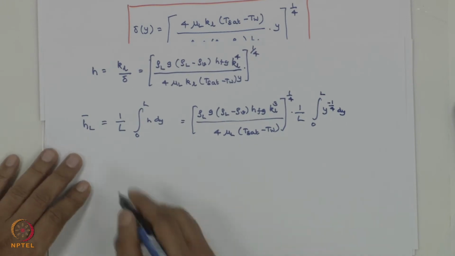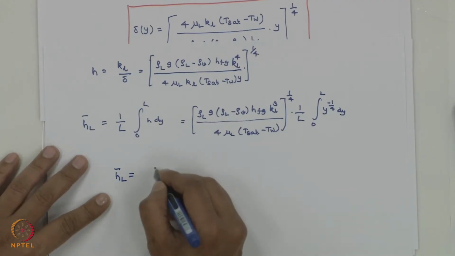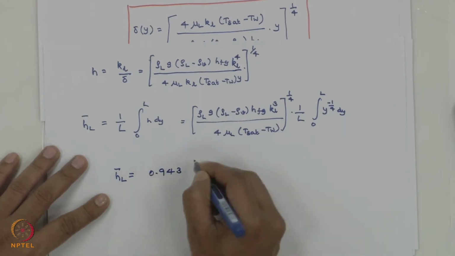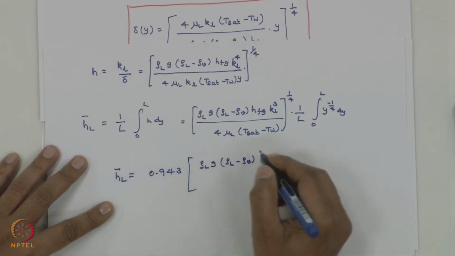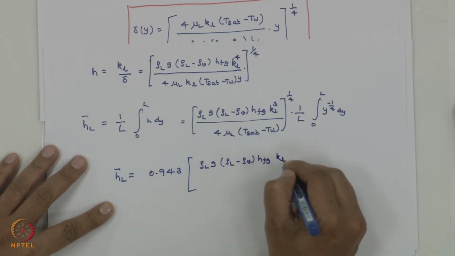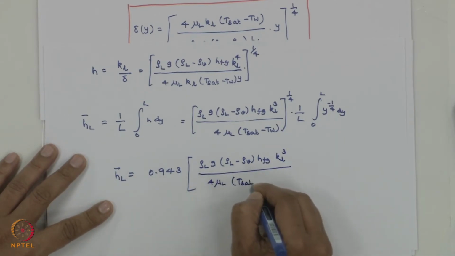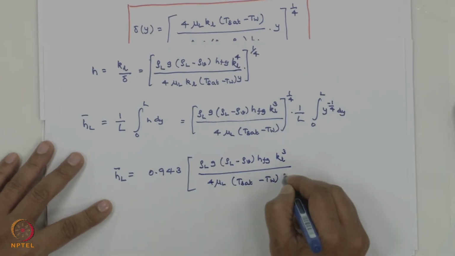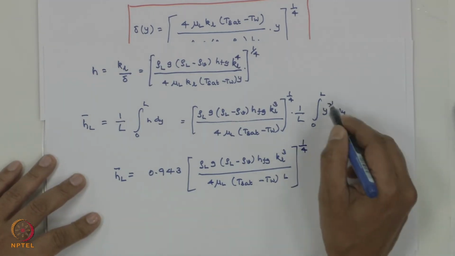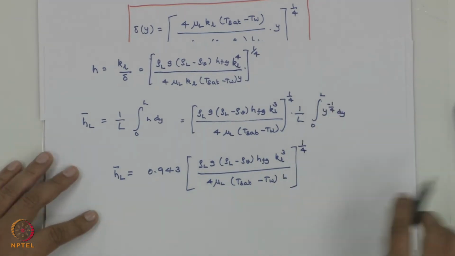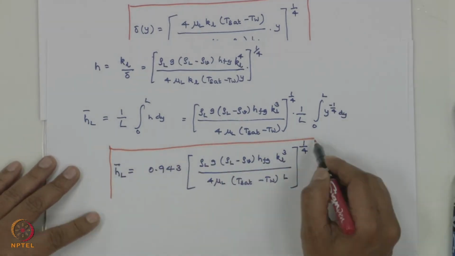So you get h L bar equal to, with 4 to the power of 1 by 4 and everything done, 0.943 into rho L into g into rho L minus rho V into HFG KL cube upon 4 mu L into T sat minus T wall into L, all to the power of 1 by 4. If you integrate this, you are going to get 3 by 4, all of which has been subsumed into this. One small step I have skipped, but I guess you can integrate that and put it here.